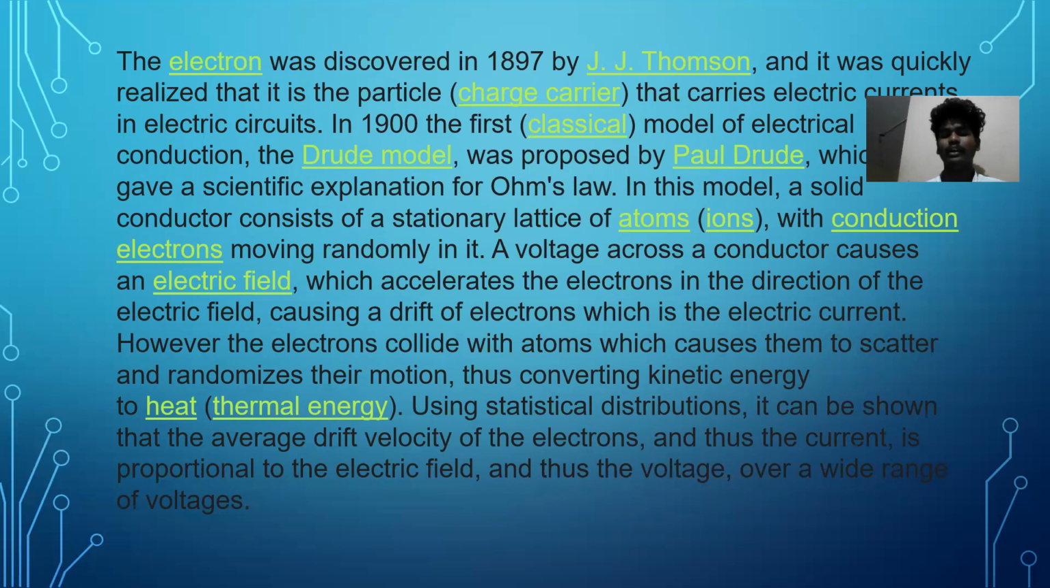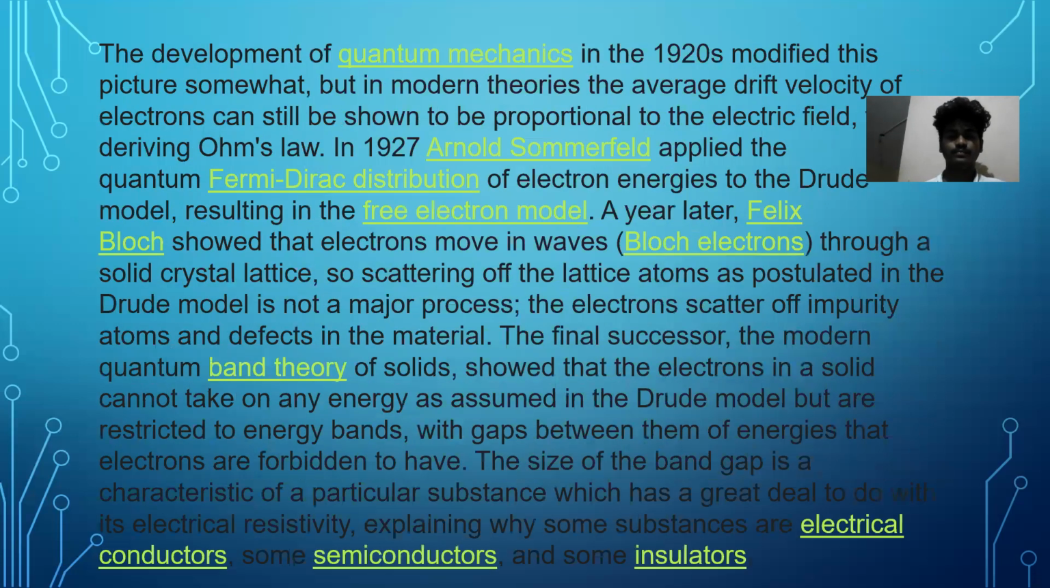However, the electrons collide with and scatter off the atoms, which randomizes their motion, thus converting their kinetic energy to heat using statistical distributions. It can be shown that the drift velocity of the electrons, and thus the current, is proportional to the electric field and thus the voltage, over a wide range of voltages.